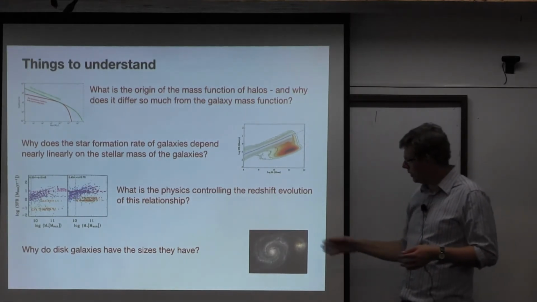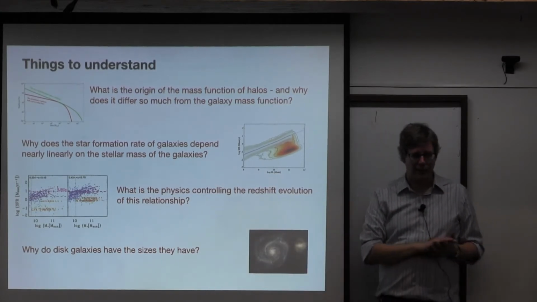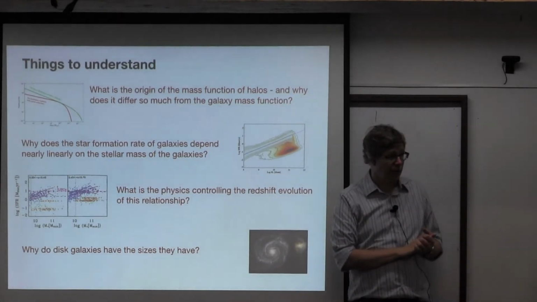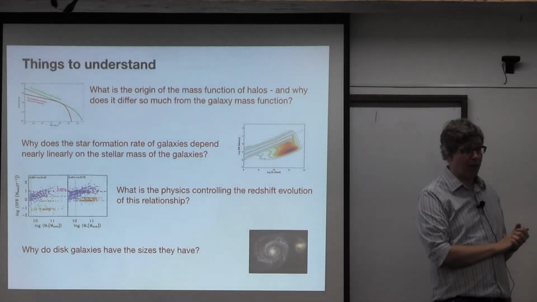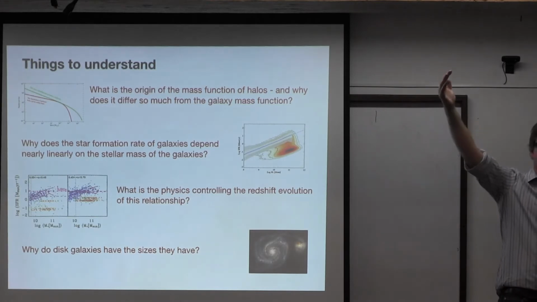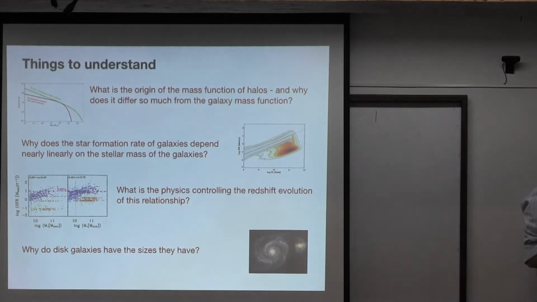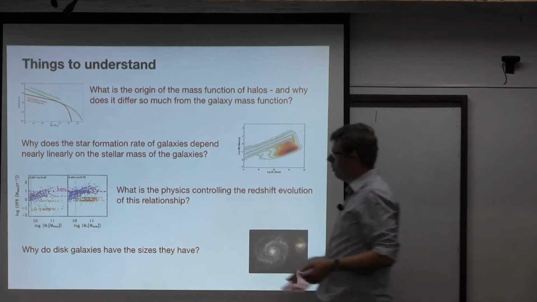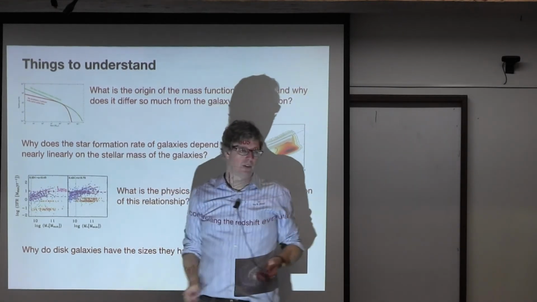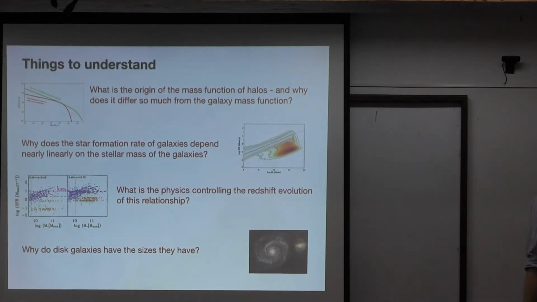And finally, towards the end, I will try to discuss why disk galaxies have the sizes they have. So why aren't galaxies all the same size? Why is there a relationship for sizes? Why do galaxies have a particular size? And it belongs a little bit together with this: why do galaxies have a particular mass? Why aren't there galaxies in the universe that are 10 to the 14 solar masses? You might not know, but there aren't any.